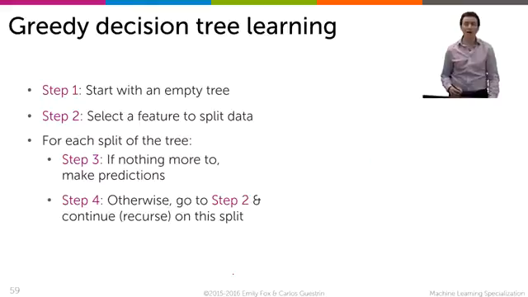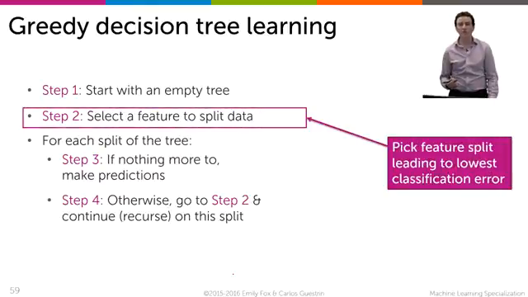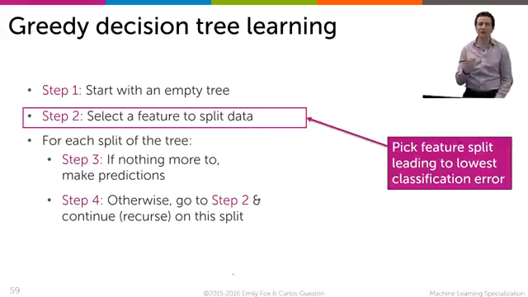So if we go back to our decision tree learning algorithm, that first challenge that we had, figuring out what feature to split on, we can now do that using this feature split selection algorithm that minimizes the classification error. So next we'll explore the other parts of this decision tree learning algorithm.